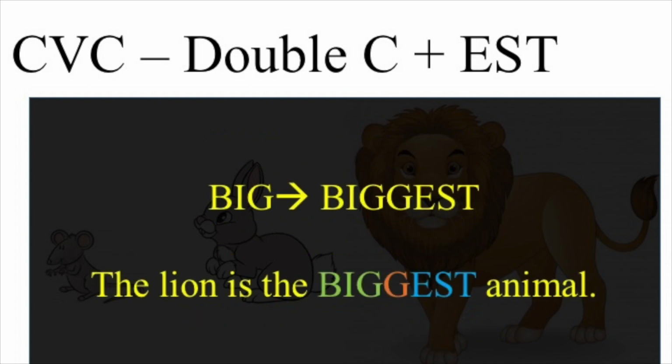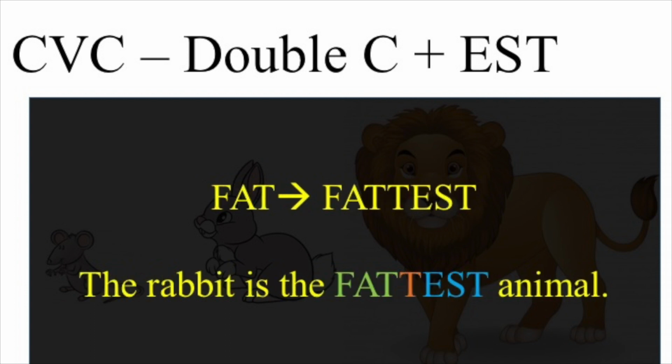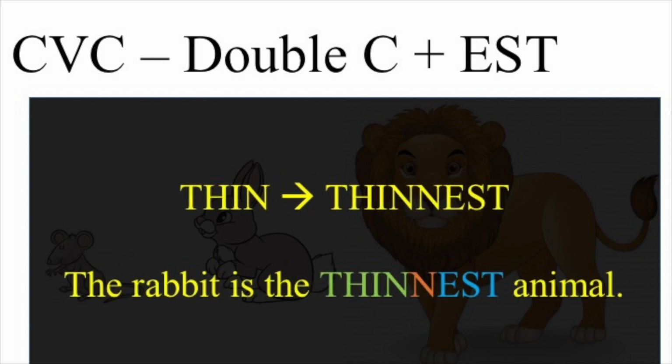The lion is the biggest animal. Second G, E-S-T. The rabbit is the fattest animal. Second T, E-S-T. The rabbit is the thinnest animal. Second N, E-S-T.